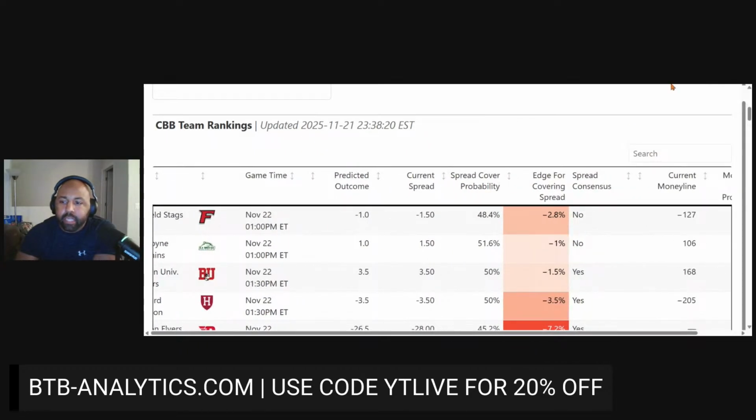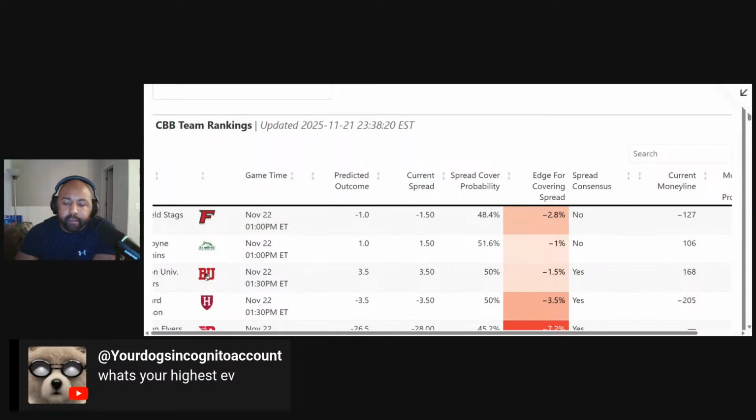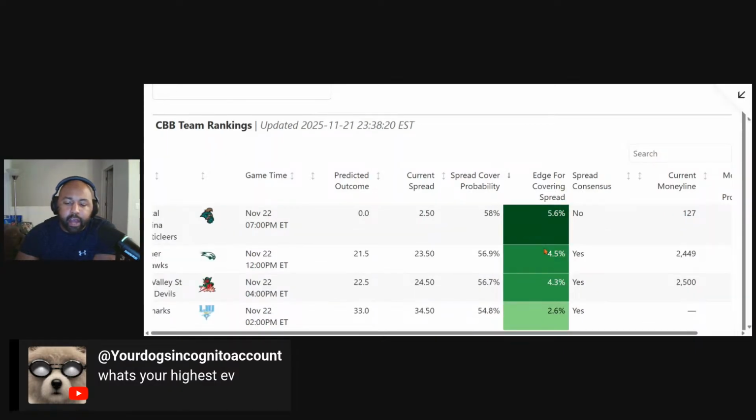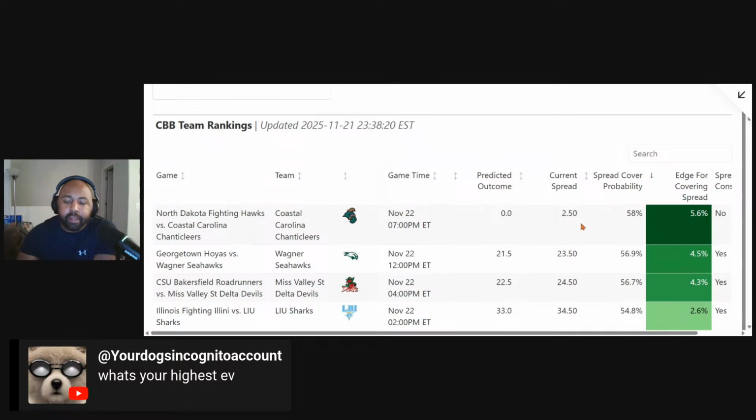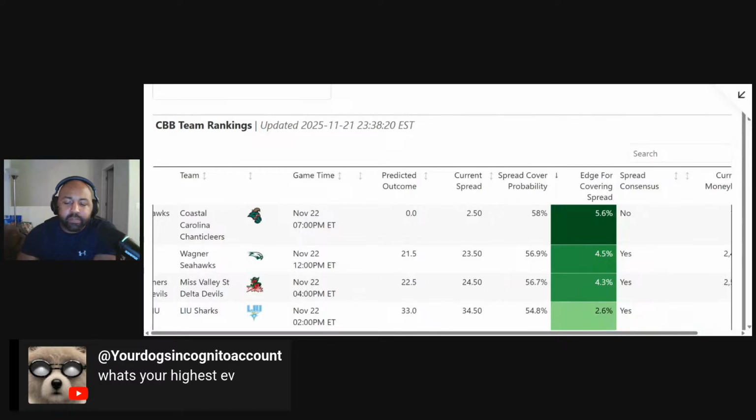I see your comment. What's the highest EV game for tomorrow? Yeah, that's cool. We can come here and just sort for this. So right now our highest EV is Coastal Carolina at +2.5. We make this a pick 'em. This is a little misleading because it's just rounding, because there's 3 models on average, and it rounds out to a pick 'em. We actually have Coastal Carolina slightly favored by like a quarter point or something like that. But at +2.5, that's a 5.6% edge.